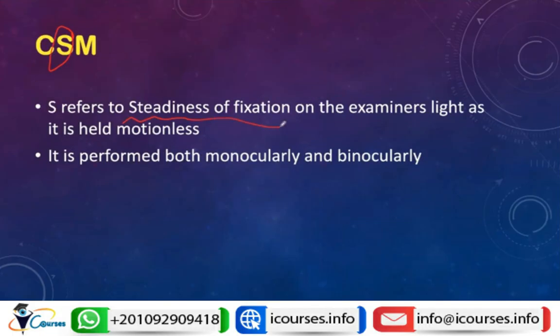S means steadiness of fixation. So if the examiner is putting a light or a fixation target in front of the patient, can the patient have steady fixation over this target? And this can be tested uniocularly and binocularly. So how much can this patient make his fixation steady on this target? So not only looking at it, but making steady fixation on it.